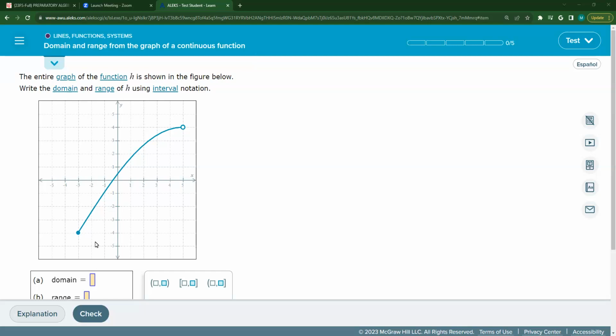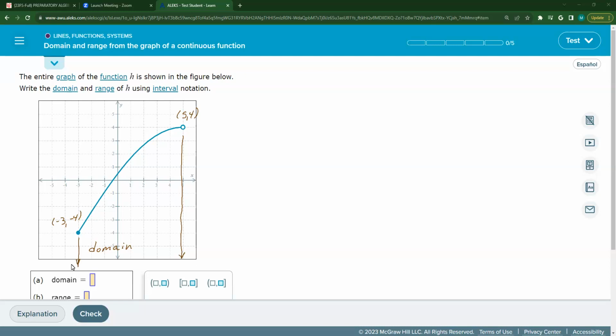So domain is always in the x direction. You can always label your points. Sometimes that helps. So -3, -4. And this point is 5, 4. All right, domain goes in the x direction. So we're going across from here to here. So it's the x coordinates from one side to the other.